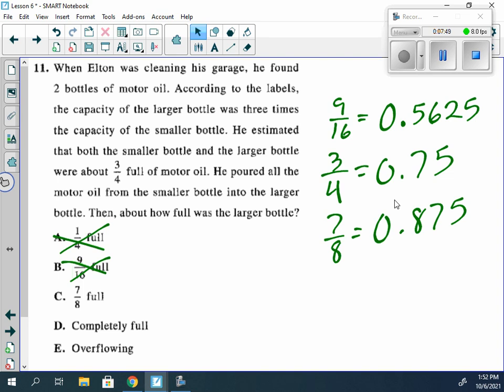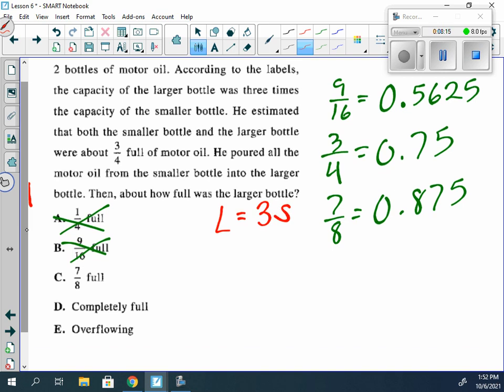Now, let's dig a little deeper into the problem. Now, we said the larger bottle was 3 times the capacity of the smaller. So the larger is 3 times the capacity of the smaller, yes? So for every part of the smaller, it's going to take 3 of them to be the same as the bigger. Yes? So if one of them is 3/4, so the larger is 3/4, and the smaller is 3, we're going to try to get them into the same units.